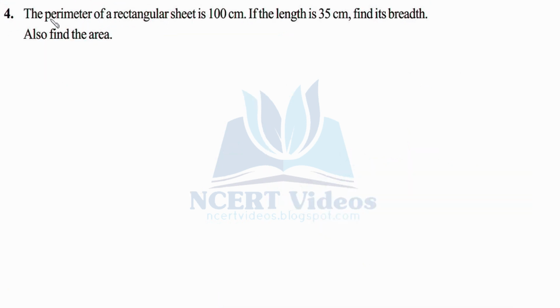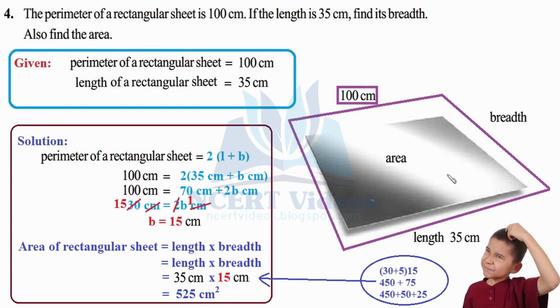Question number 4. The perimeter of a rectangular sheet is 100 cm. If the length is 35 cm, find its breadth. Also find the area. What is a sheet? First of all, it is a part of metal which is used to construct many objects like roofs, vehicles, and all the stuff that you can think of that needs stability, rigidity, and strength. This sheet can be bought from the hardware store, just to give you its relation with daily life.